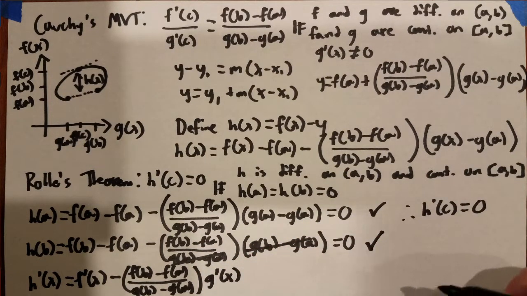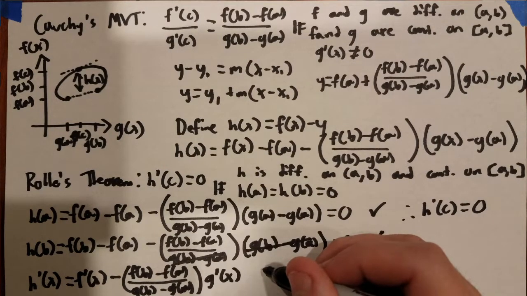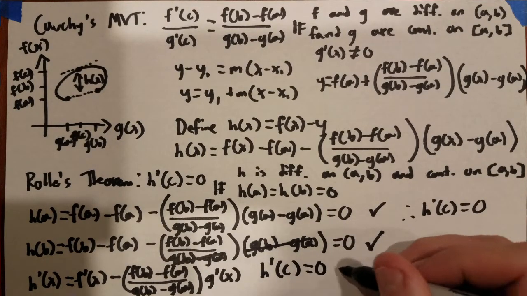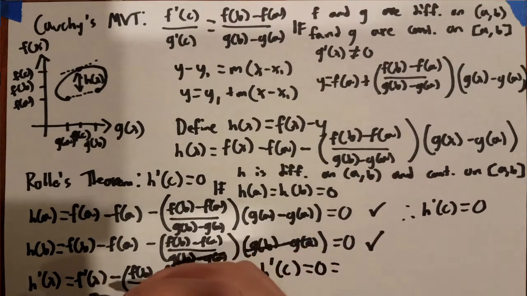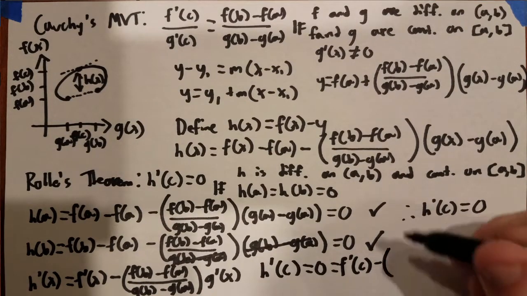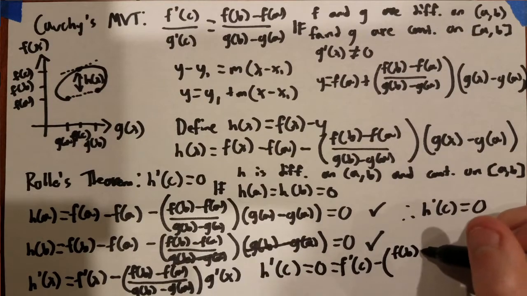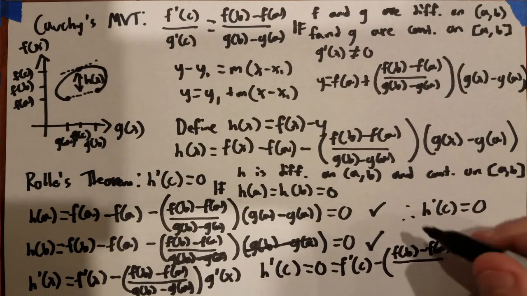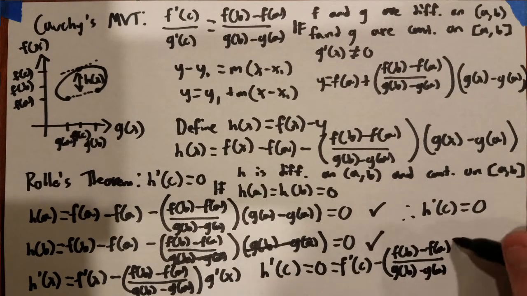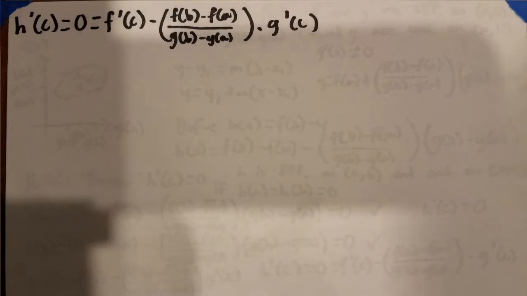Okay, so now let's check the derivative at our point c. When we get h prime of c, we know this is going to be equal to 0. So now let's plug in our point c into this derivative right here. So we get f prime of c minus f of b minus f of a over g of b minus g of a times g prime of c. Okay, I had to get a new piece of paper, but we're right where we left off, plugging in c to the derivative of h. Now we just need to do some algebra, and we're almost done with this proof.